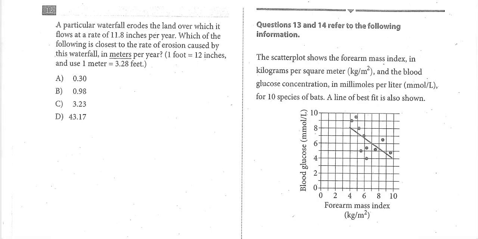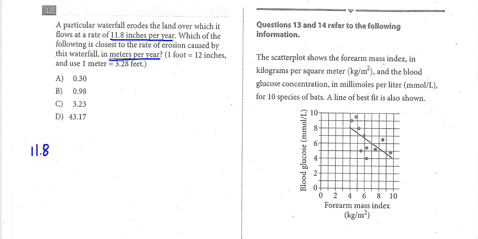Number 12 is a conversion problem. So this is kind of like what you do in science class. I've seen it done a few different ways, but I'll just roll with the way that I've seen our science teachers teach it. So it flows at a rate of 11.8 inches per year. We need to get 2 meters per year. So when I set that up, I set it up as a ratio.